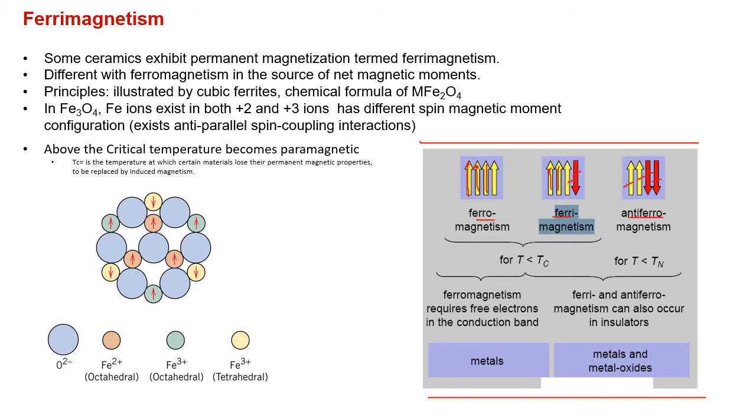So ferromagnetism always occurs in metals, or requires free electrons in the conduction band. So ferro will occur only in metals, but ferri and antiferro will only occur in insulators, such as metal oxides. Okay.